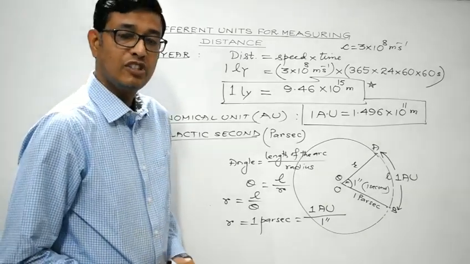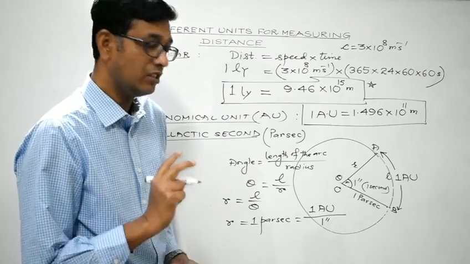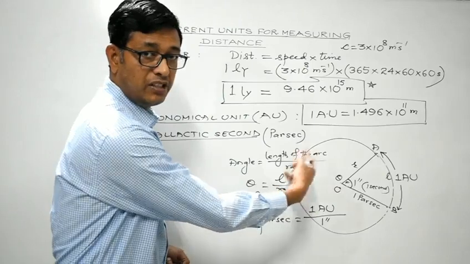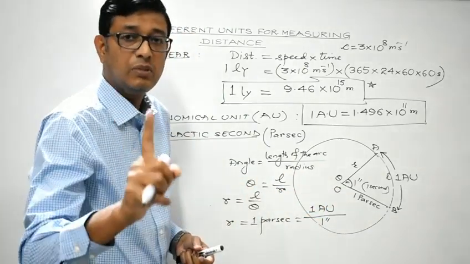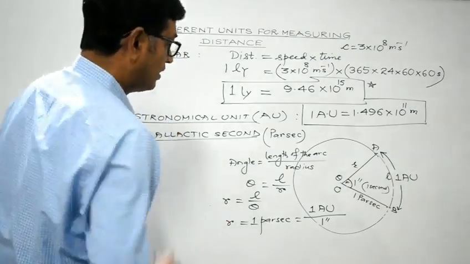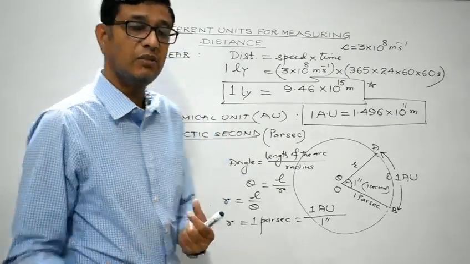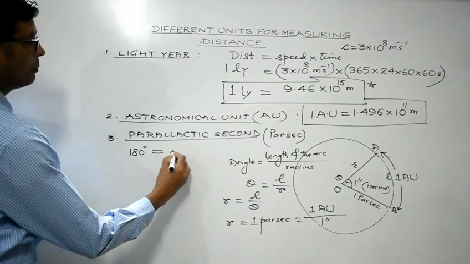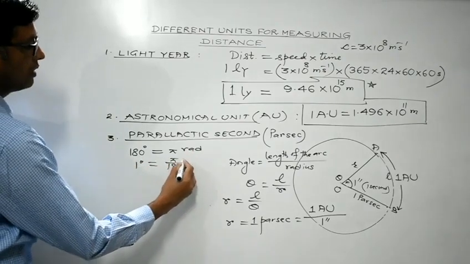Now I need to determine the relationship between parsec and the SI unit of distance, which is meter. So I need to convert it in SI. I need to express astronomical unit in meters, as well as I need to express 1 second in radian. Remember that the SI unit of angle is radian. So basically, in sexagesimal system, 180 degree is considered to be pi radian. So 1 degree would be equal to pi by 180 radian.